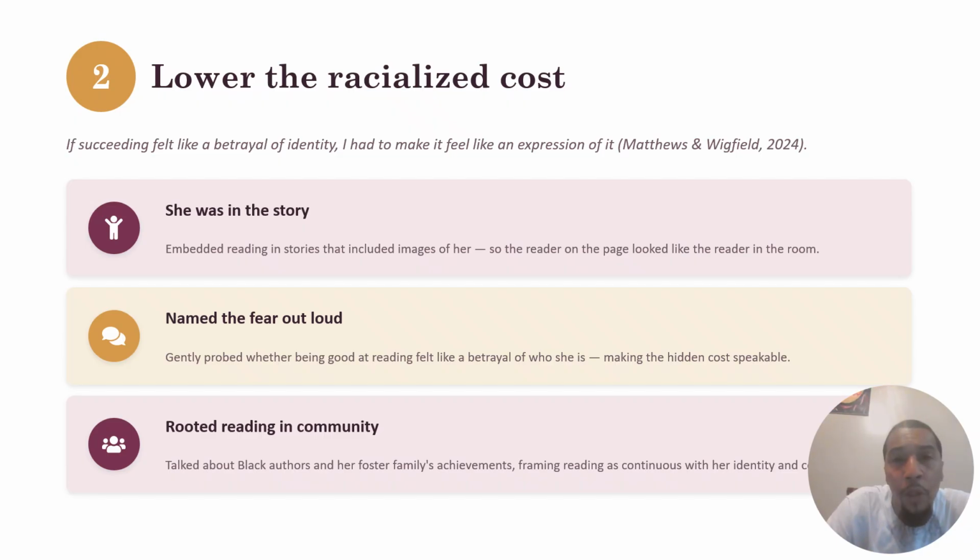I gently probed whether being good at reading felt like a betrayal of who she is, which made a hidden, unspoken cost something we could actually talk about. And third, I rooted reading in the community. We talked about Black authors and about her foster family's own achievements, framing reading as continuous with her identity and her community rather than a path away from it.